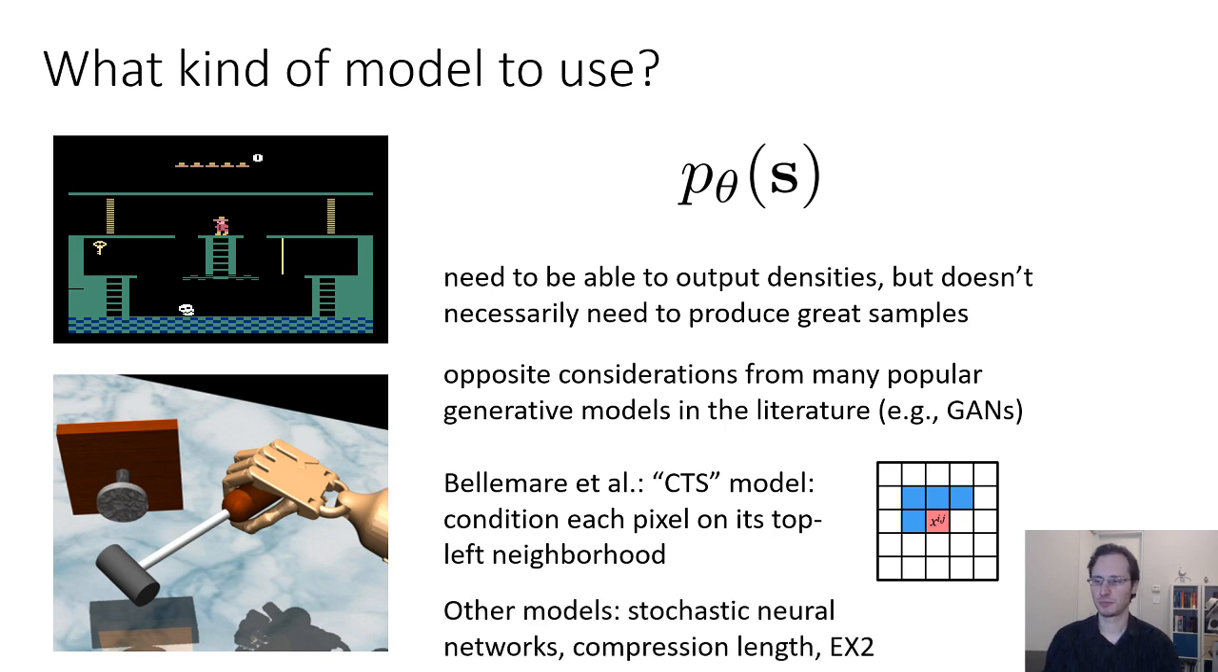Other papers have used stochastic neural networks, compression length, and something called EX2, which I'll cover shortly. But in general, you could use any density model you want, so long as it produces good probability scores, without caring about whether it produces good samples or not.